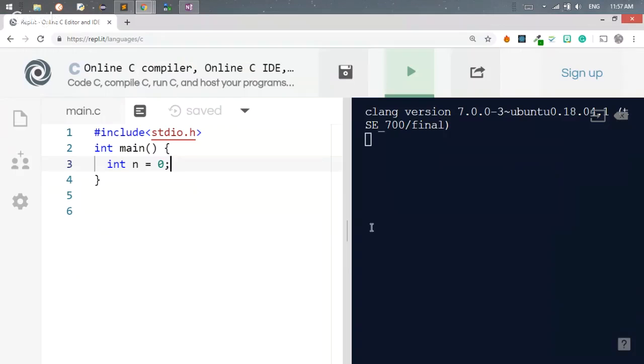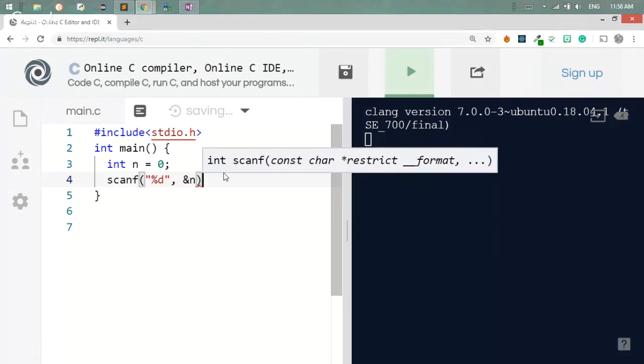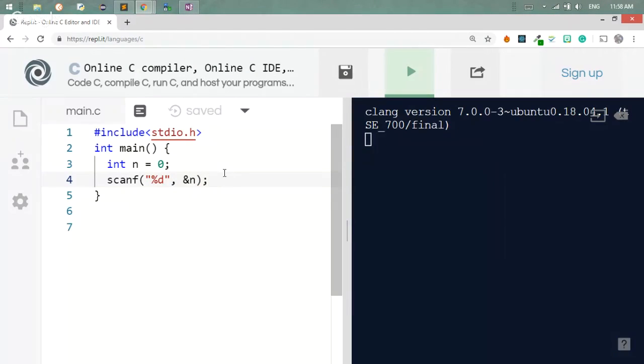So initially I'm going to get the value from the user. How do we get a value from the user in a C program? We use a statement called scanf, and then store the value in the address of n.